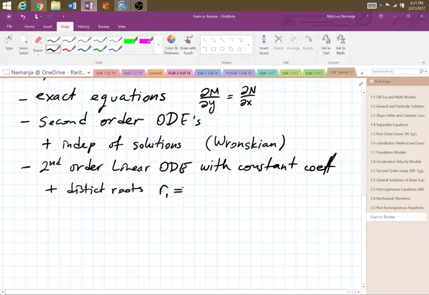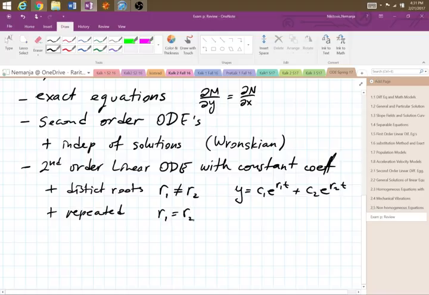If R1 is not the same as R2, that gives us y equals C1 e to the R1t plus C2 e to the R2t, or x, whatever. We have the repeated case, which is R1 equals R2 equals just R, in which case we have C1 e to the Rt plus C2 t e to the Rt.